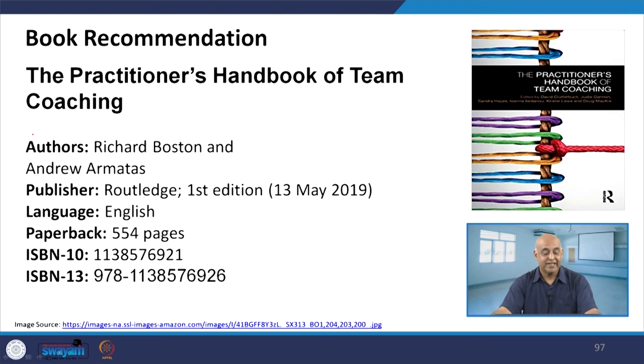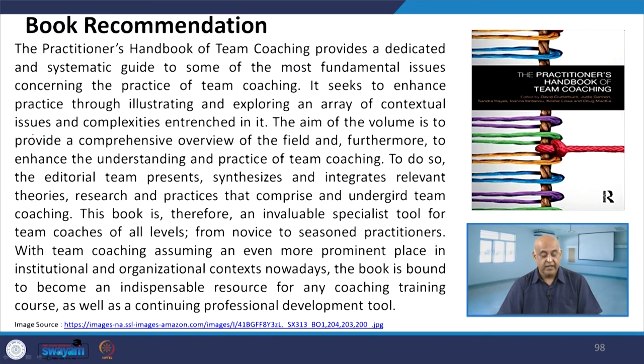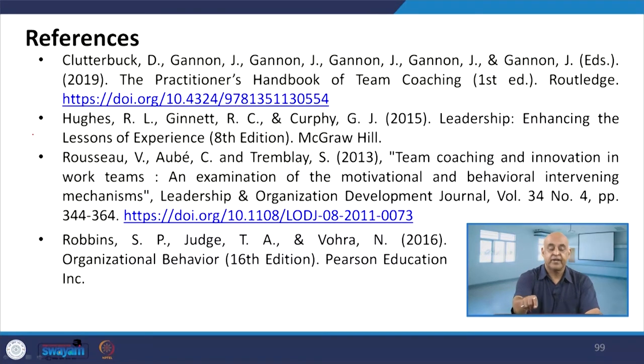Finally, this is the book, the Practitioner's Handbook of Team Coaching, and from here you will get tips on how team coaching helps you. For team coaches of all levels, from novice to seasoned practitioners, this book is helpful, with a more prominent place in institutional and organizational contexts. You can go with these particular references, from where this material is drawn, and study them in detail so that you can have an in-depth understanding for coaching in team building. Thank you.